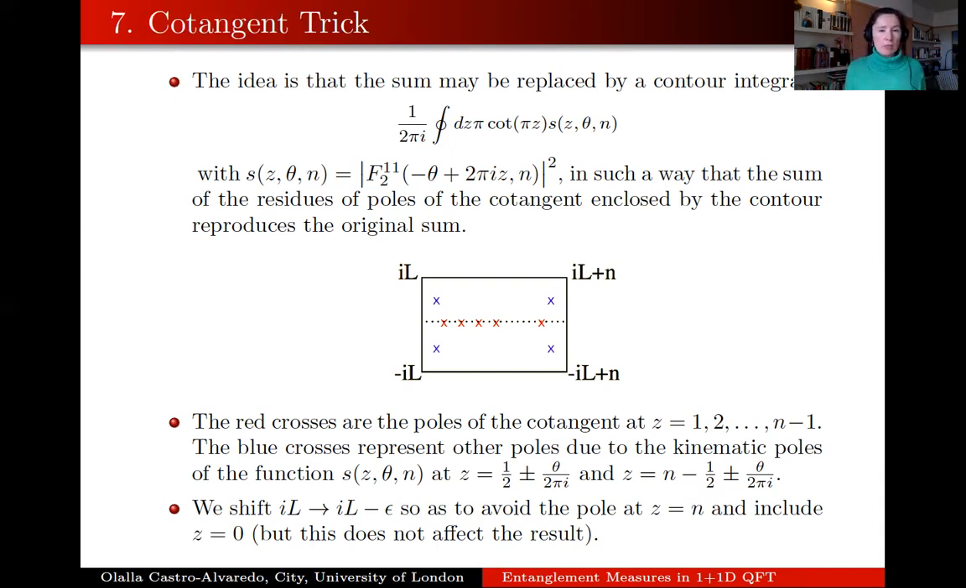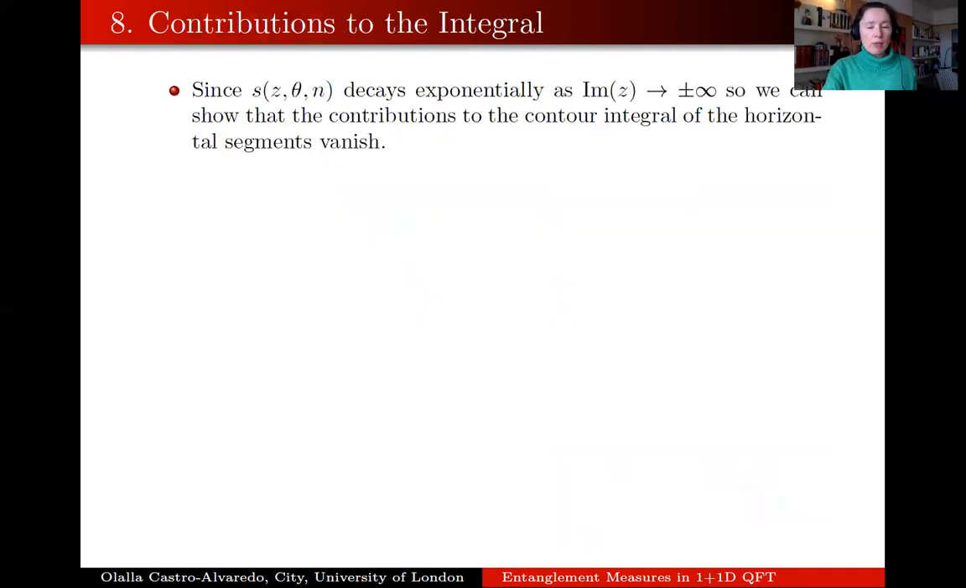So this is the calculation we need to do, right? We have to compute the contribution of the contour integration and the contribution of the blue poles, and from that evaluate our sum and eventually our derivative. Okay, so let's look at the integration over the contour.